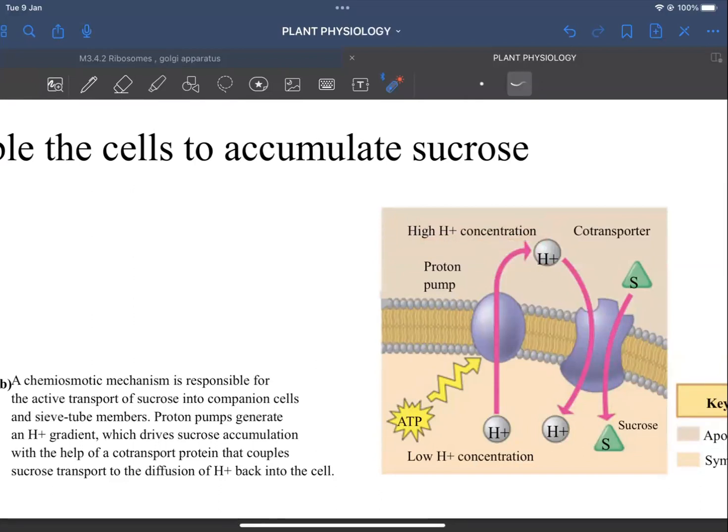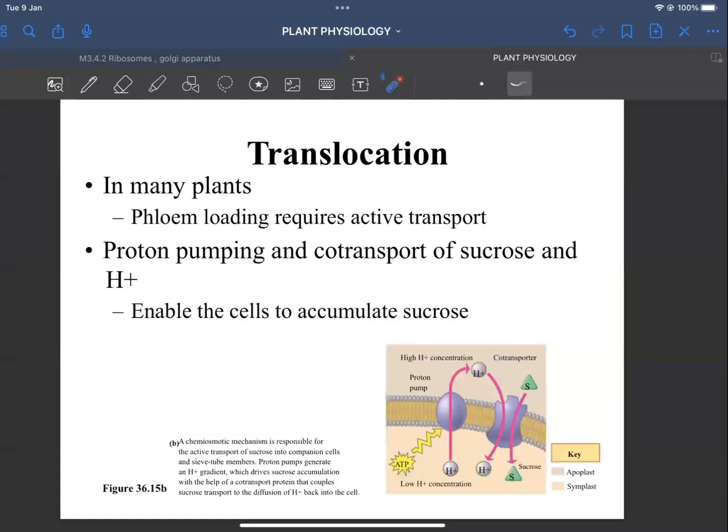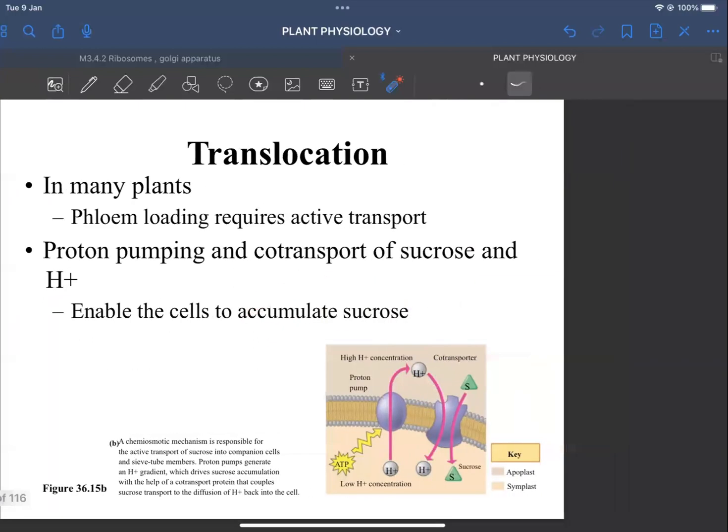So this is the co-transporter. When the hydrogen ion concentration is really high over here, it's going to flow back to the other side. But when the hydrogen is transported to the other side, at the same time, we call it a coupled mechanism, the sucrose will be diffused as well. The sucrose molecule will be transported to the same area as well. So that one we call the accumulation of sucrose.